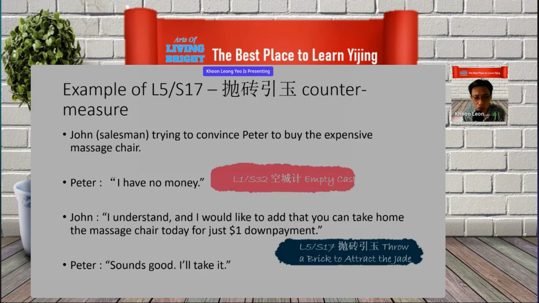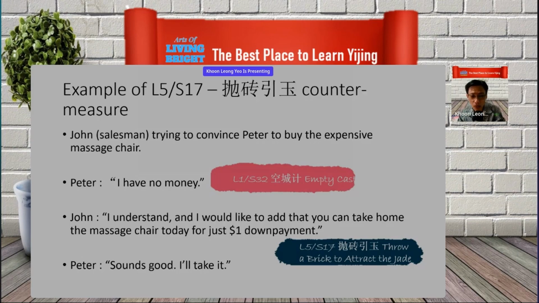But I would like to add that you can take home this massage chair today for just $1 down payment. Wow, sounds good, right? I throw a $1 down payment for you to grab. And then after that, you bring that back already. Maybe you're lazy to bring it back and return, so maybe go for installment. Okay, so Peter says, sounds good, I'll take it.